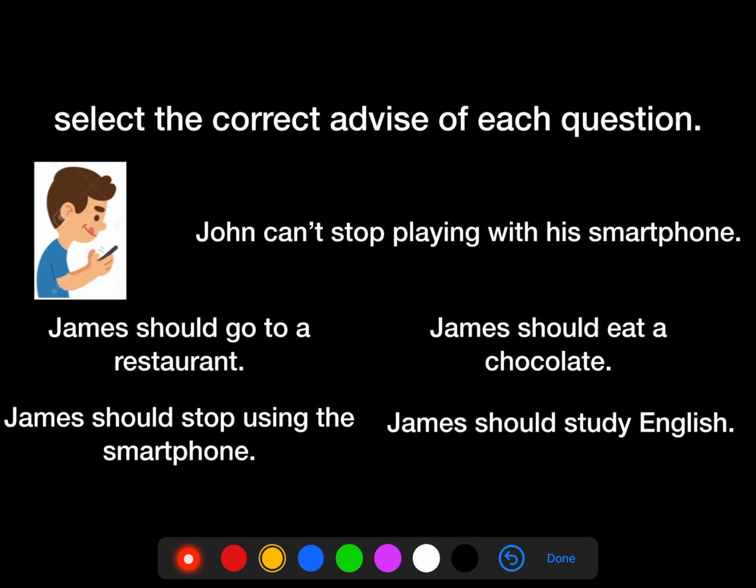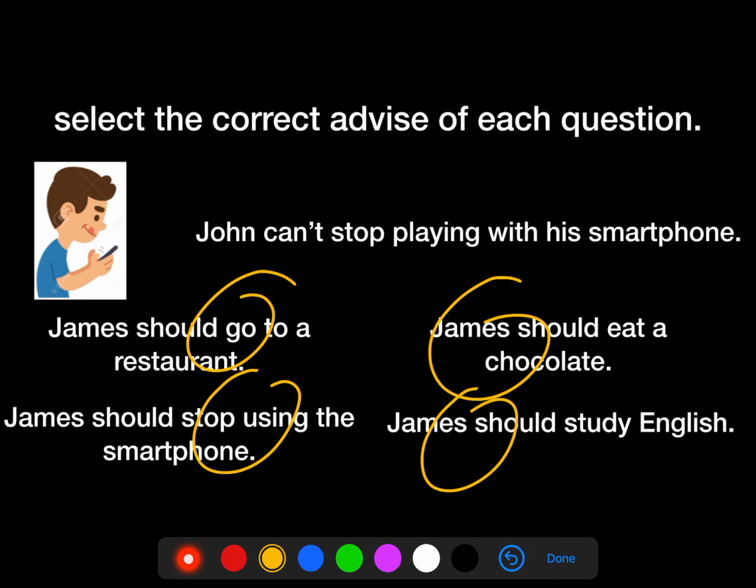Okay, next one. Select the correct advice of each question. Let's read the sentence. John can stop playing with his smartphone. We have 4 advice. James should go to a restaurant. James should eat a chocolate. James should stop using the smartphone. James should study English. Which would be the correct advice for John?